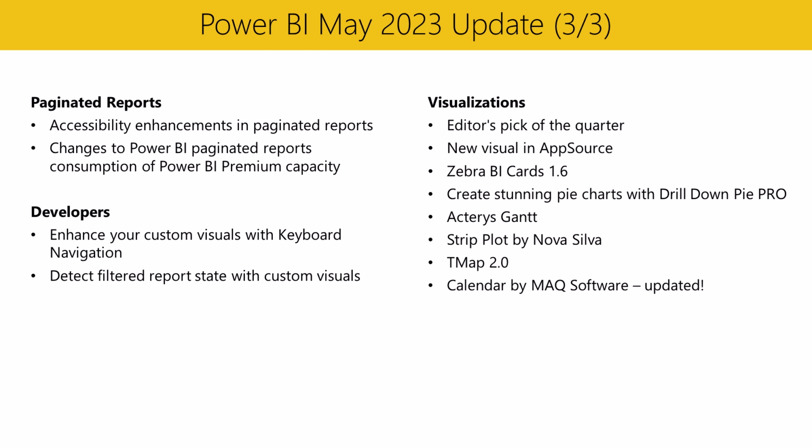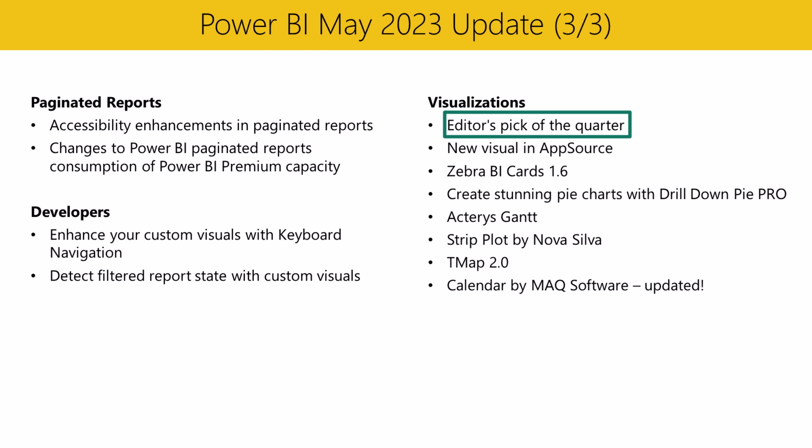Next, in Developers, you can now detect filtered report state with custom visuals. It's important for custom visuals to be able to detect whether a report has been filtered. Up to now, custom visuals were unable to determine the state. With the latest API release, custom visuals can now detect any filters applied to the report. Next up, we have some exciting new updates for you in the visualization section.